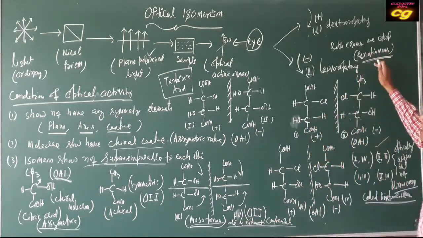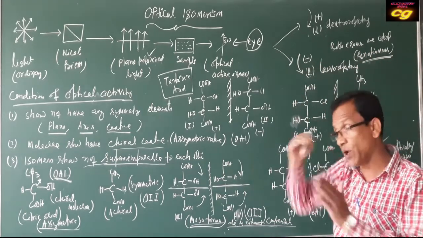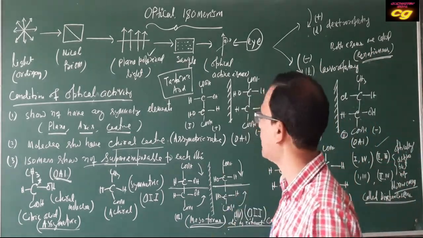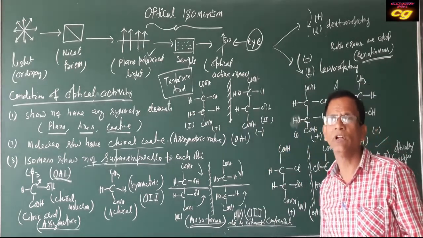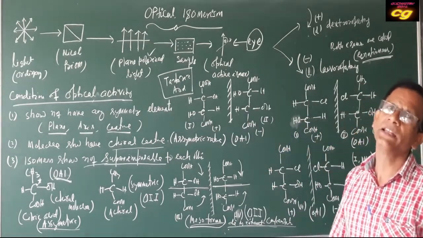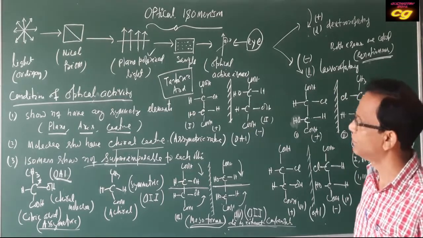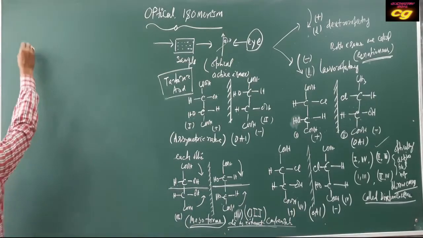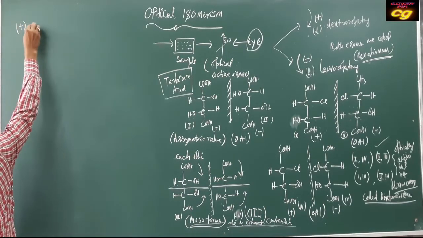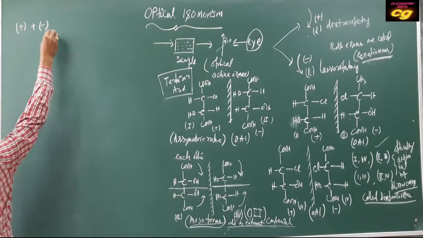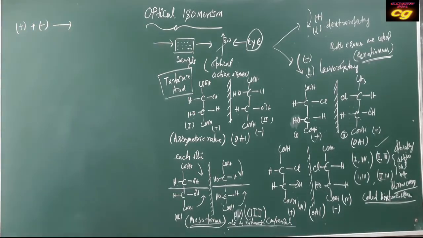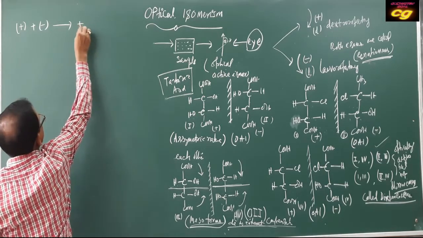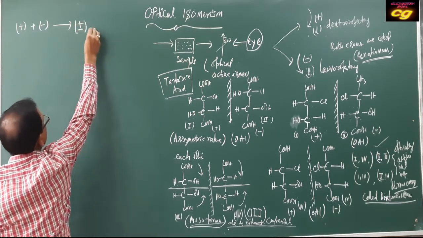But when you mix plus with minus of the same isomer in equivalent amounts, it results in an optically inactive isomer. That means you complete this one. Next part we will discuss. If you mix the plus isomer with the minus isomer of the same molecule, this mixture of plus and minus isomers of the same molecule is called a racemic mixture.